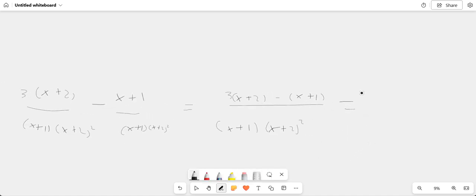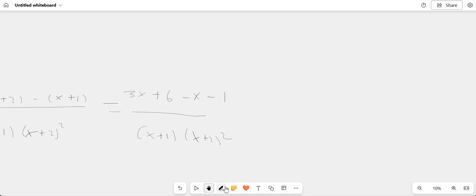And obviously, that's 3 times x is 3x here, plus 3 times 2 is 6. And then minus x here, minus 1, because minus 1 times x is minus x, minus times 1 is minus 1. All of that over x plus 1, x plus 2 squared. Alright, cool. So now just simplify the top here. 3x minus x here is 2x. 6 minus 1 is 5. So 2x plus 5 over x plus 1, x plus 2 squared.